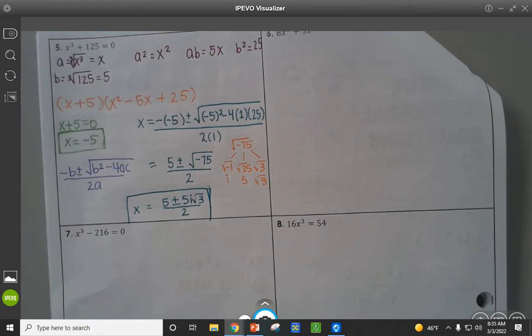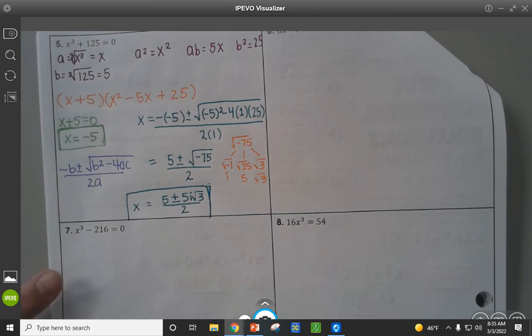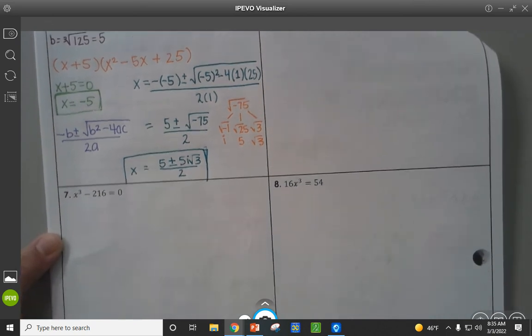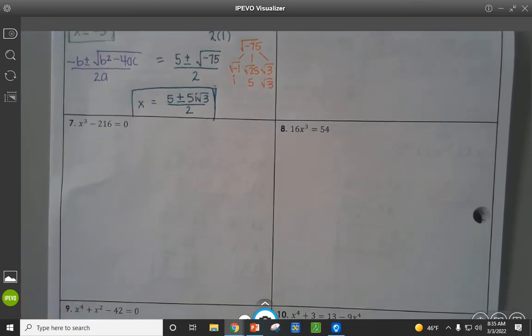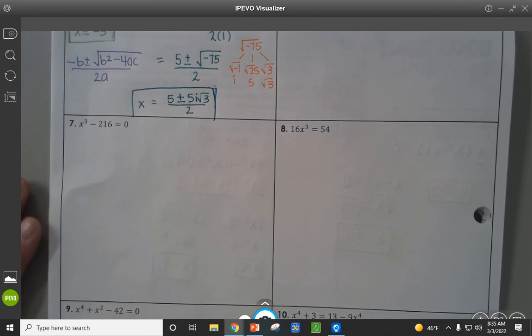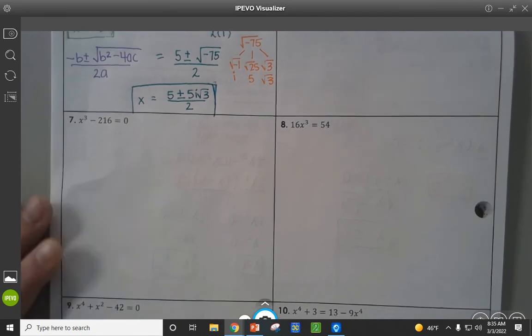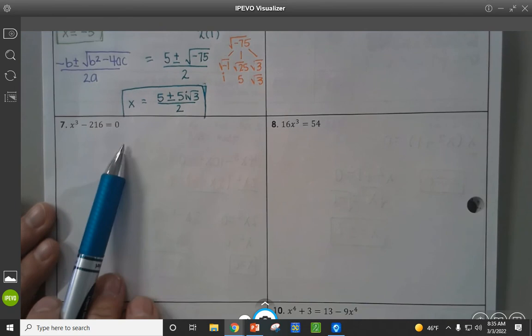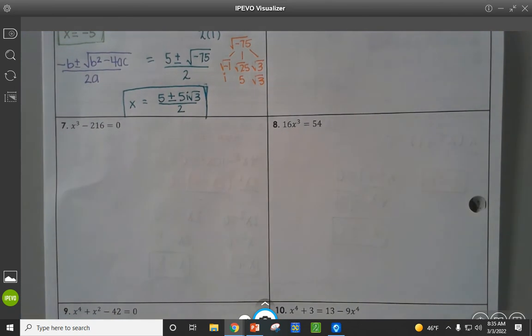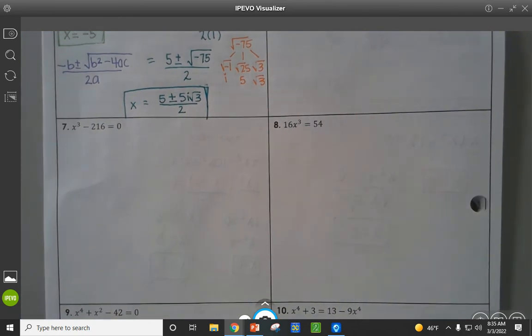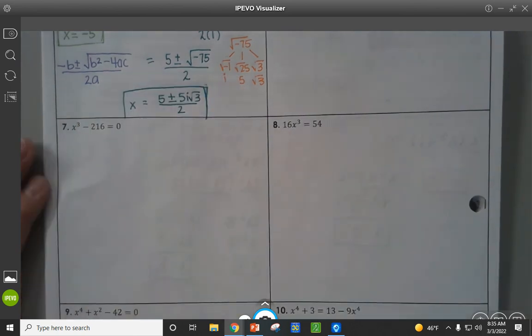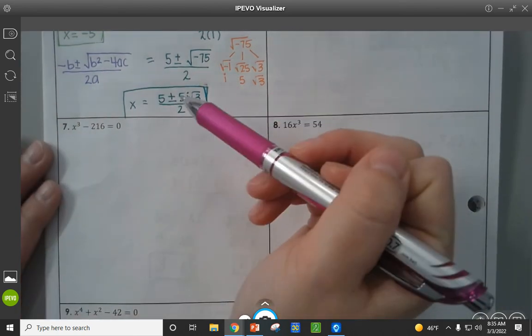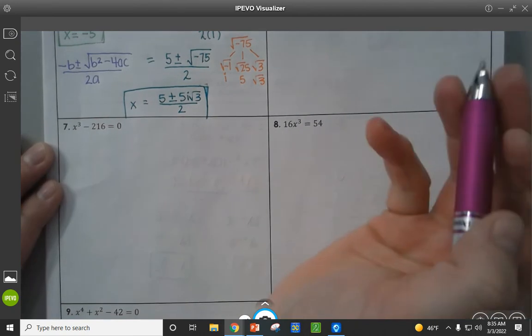Any questions? Let's do number 7. And then we'll probably stop there and do some more examples later. Number 7, it is set equal to 0. What type of factoring are we going to have to do? Difference of cubes, yes. So I'm going to try to write a little bit smaller to save my room because I know it's difference of cubes. I'm going to have to end up doing quadratic formula.